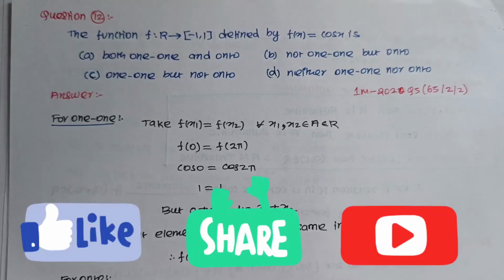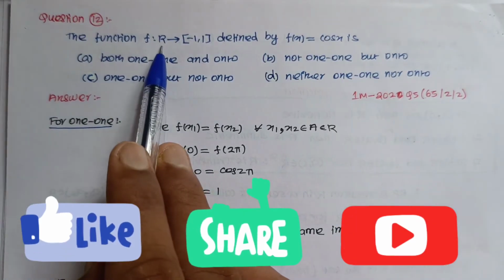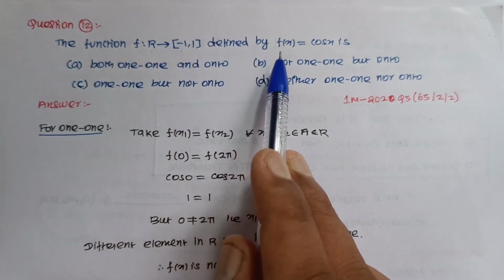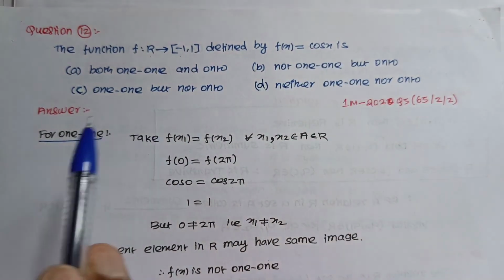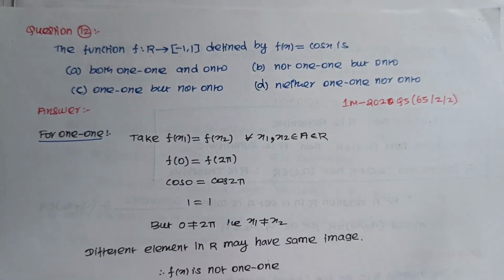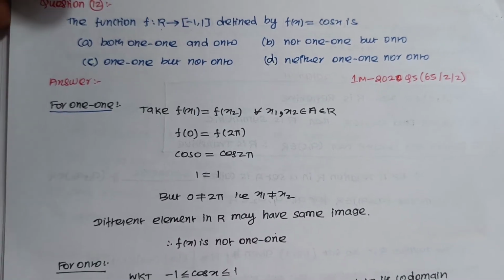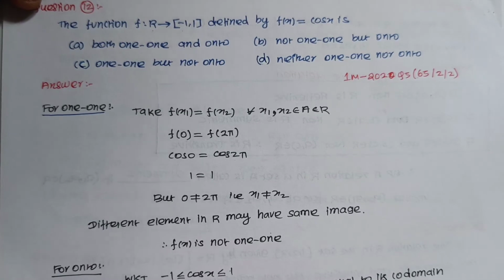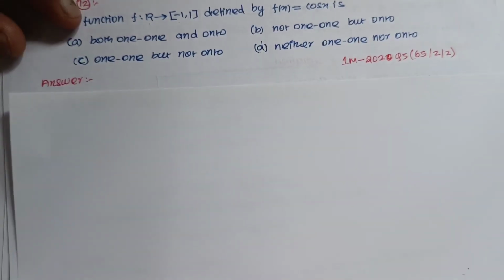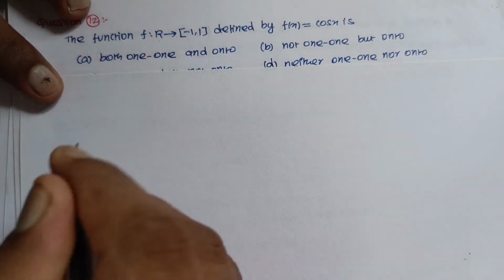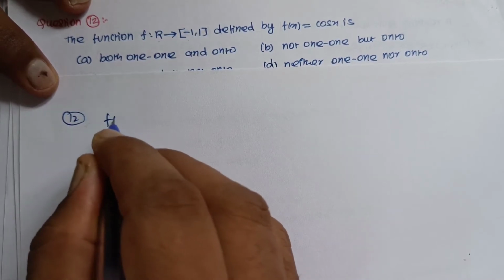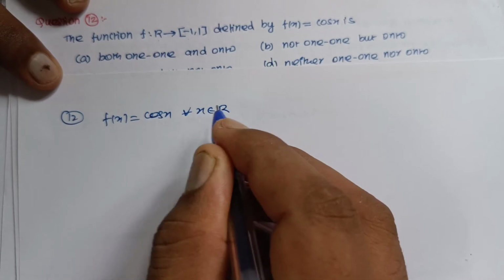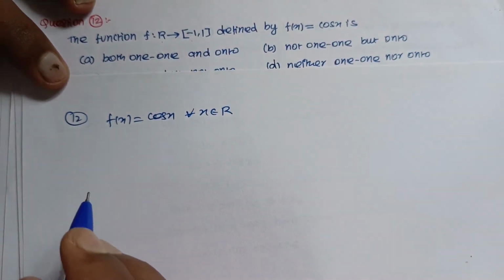Question number 12. The function f is a mapping whose domain is real numbers and codomain is minus 1 comma 1, defined by f of x equal to cos x. We need to check whether it is bijective, that is, one-to-one and onto. Okay, for one-to-one, what is generally one-to-one? So in this question number 12, they gave f of x equal to cos x for all x belonging to real numbers. So domain values belong to real numbers.